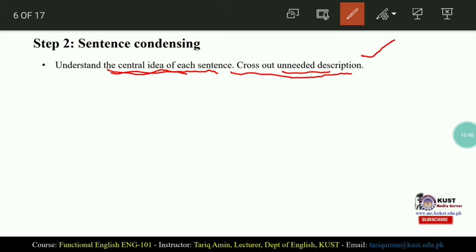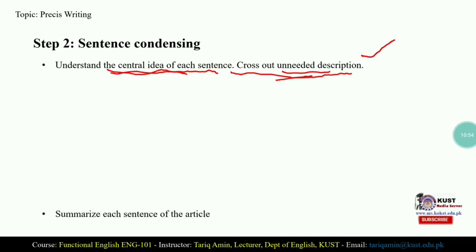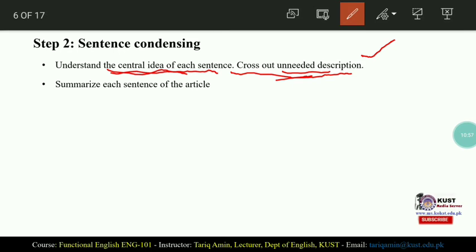If you include unneeded description in your Precis, you would not be able to write it one third of the original piece of writing. So you should cross out unneeded description in Precis, and summarize each sentence of the original piece of writing. After you cross out the unneeded description, you need to summarize each sentence and remove the unnecessary details from the sentence.